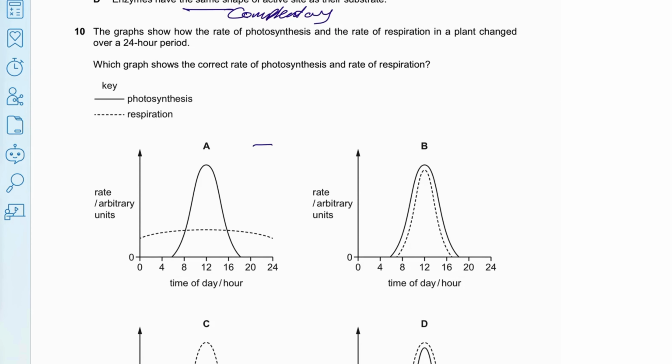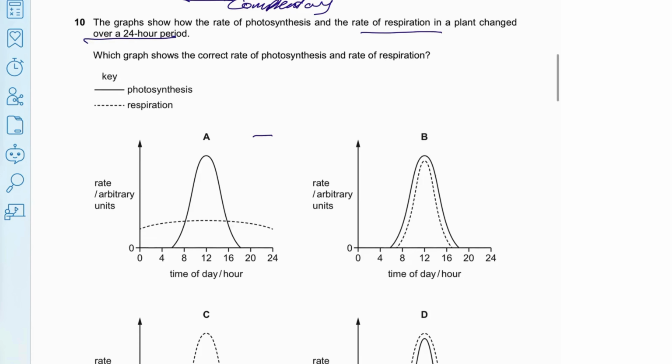Number 10. The graph shows how the rate of photosynthesis and the rate of respiration in a plant changed over a 24-hour period.